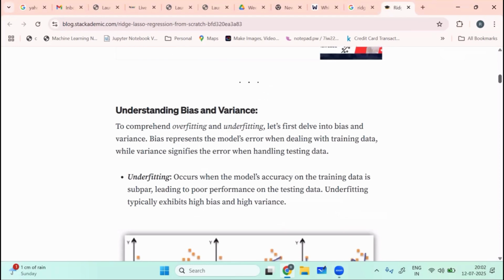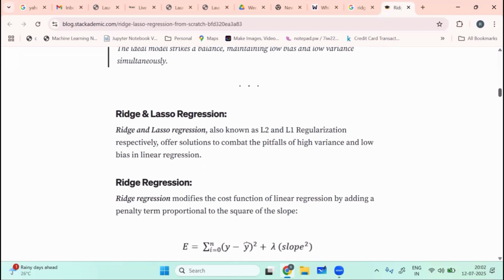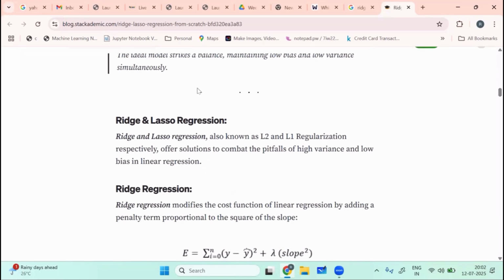So let's restudy this. What it says is, understanding bias and variance. To comprehend overfitting and underfitting, we divide into bias and variance. Bias represents the model's error when dealing with training data, while variance signifies the error when handling the testing data. Underfitting occurs when the model's accuracy on training data is a bit less, leading to poor performance on testing data. Mention that ridge and lasso both are below.